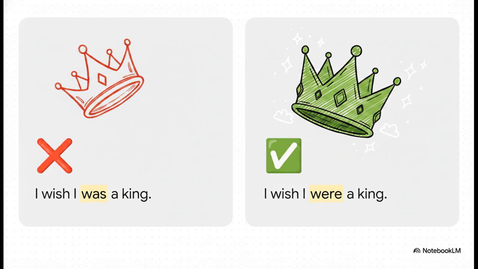The exam perfect answer is actually, I wish I were a king. So the crucial point is that in imaginary, hypothetical wishes, we use were for all subjects. We completely ignore the usual rules where I gets was or he gets was. In the land of imagination on the HSLC exam, were is king.